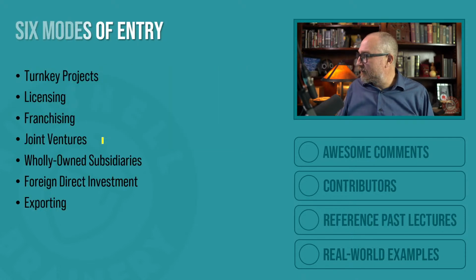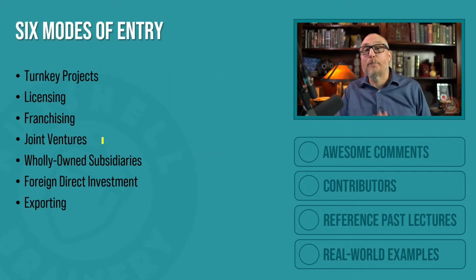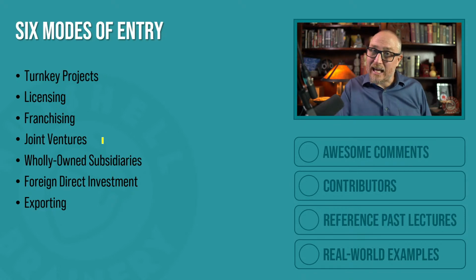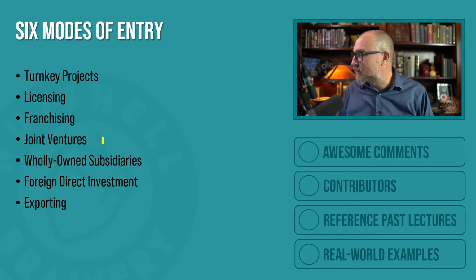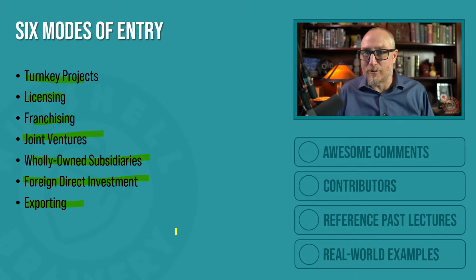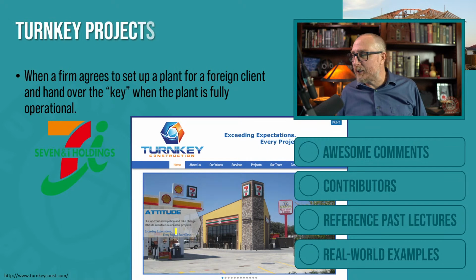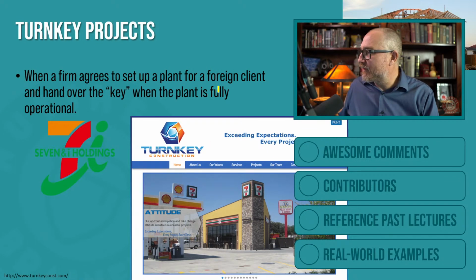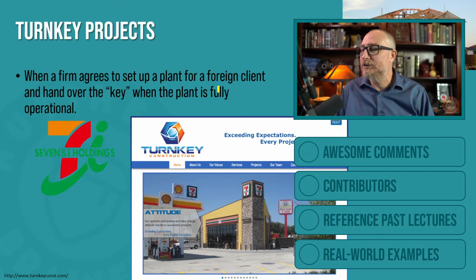Okay. Well, with that, let's talk about different ways that we can enter the market, having already discussed all these things. We're going to talk about turnkey, licensing, franchise, joint venture, wholly owned subsidiaries, foreign direct investment, and exporting. All right? So, let the roller coaster ride begin. And I didn't fix this. Oh, I apologize, folks. So let's talk turnkey, okay?